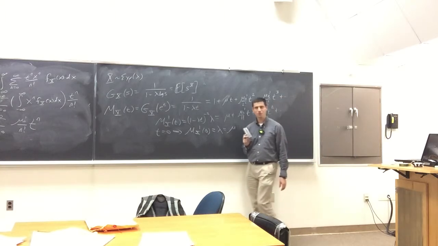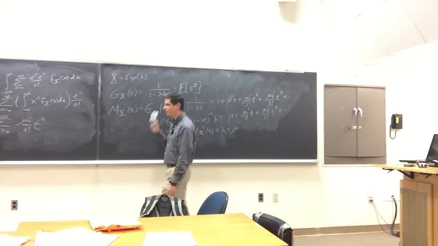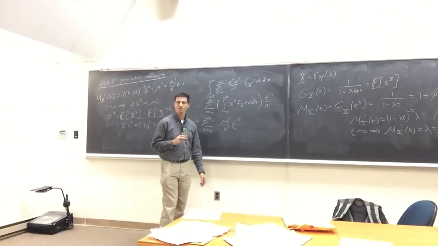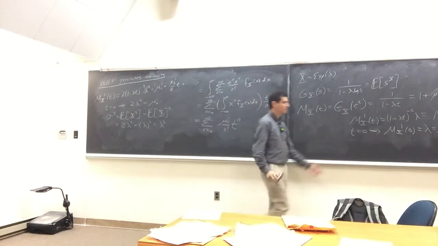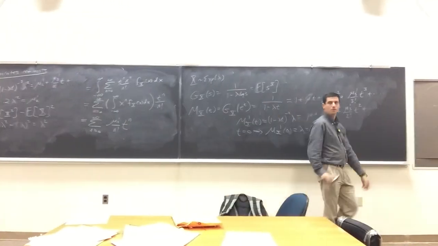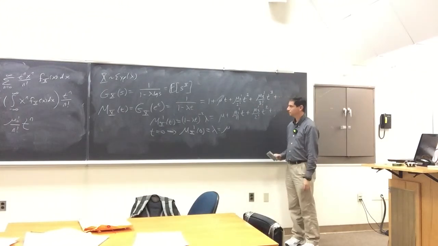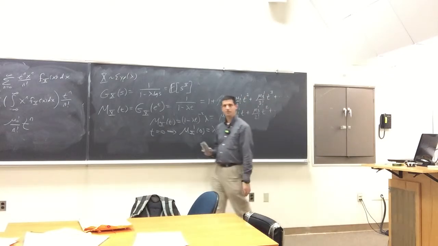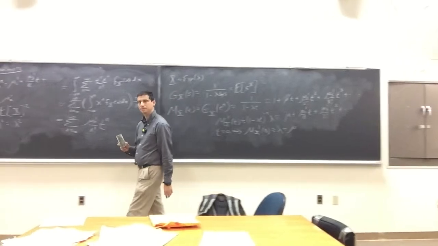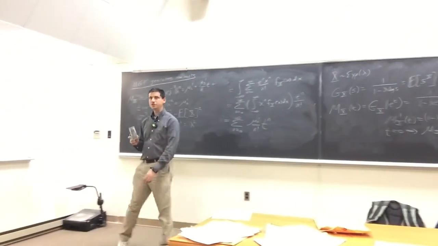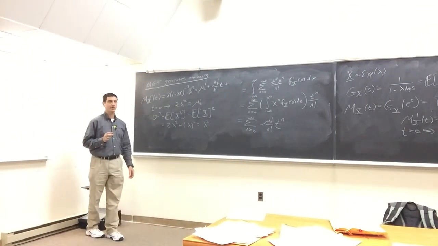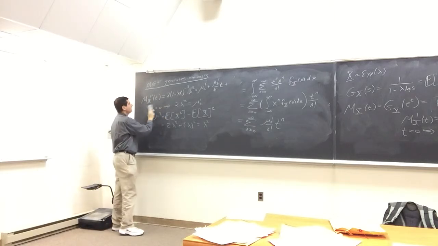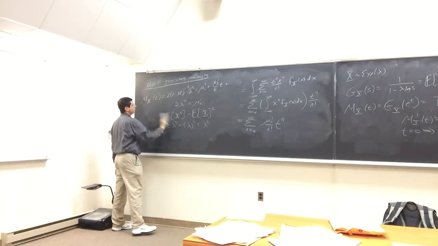There's a secret back door. Anybody see how I can calculate the mean and the second moment without taking derivatives? Any thoughts? This is a trick that's not emphasized nearly enough in calculus. Can I erase this part over here? All right, so let's go back and let's write the moment generating function.